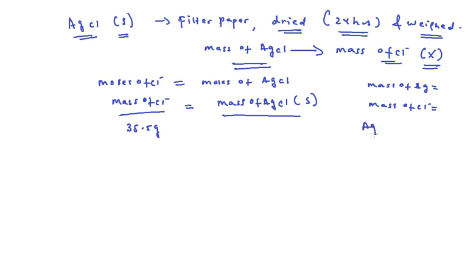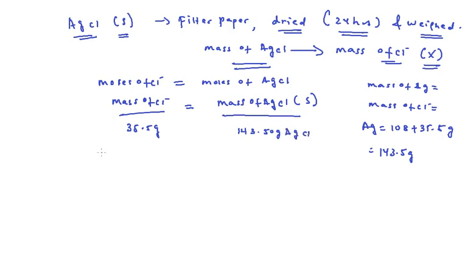So silver would be 108, and chlorine is 35.5. When we add 108 and 35.5, we would get about 143. Yes, 143.5. If you have your calculator, you can add that. That's going to be the molar mass of silver chloride. So that's going to be 143.50 grams of silver chloride.